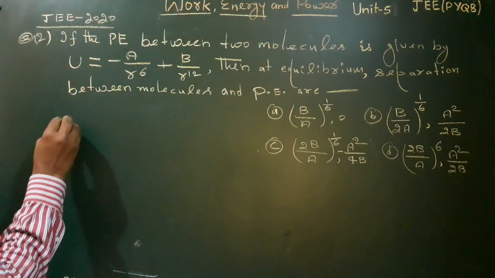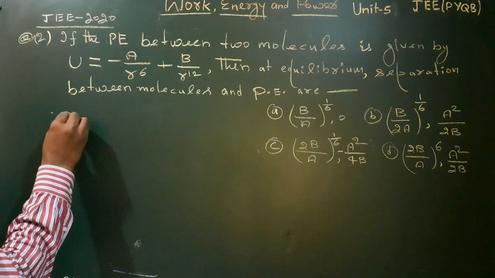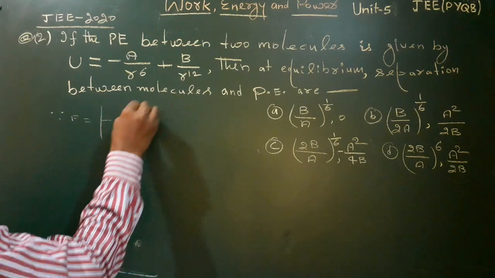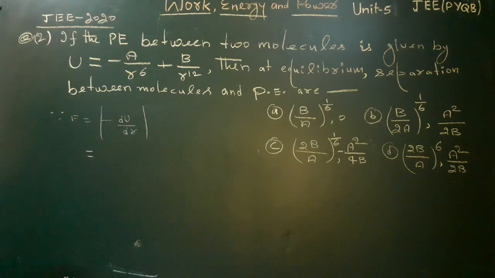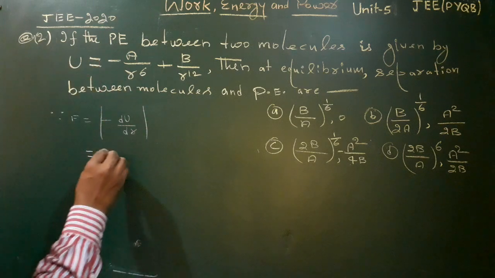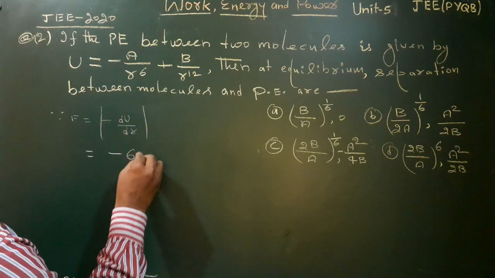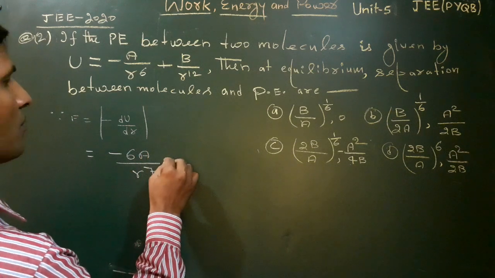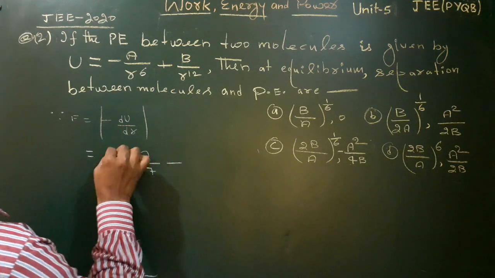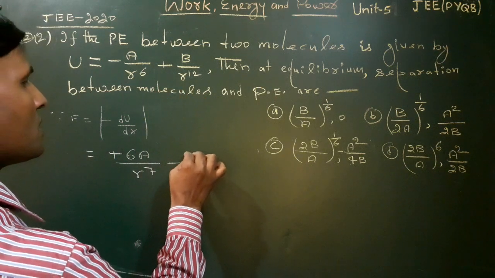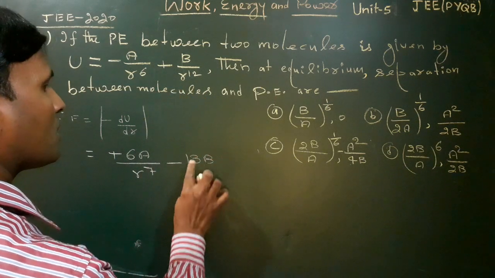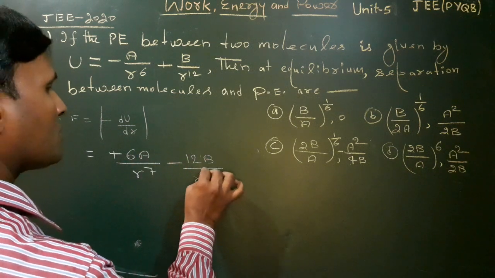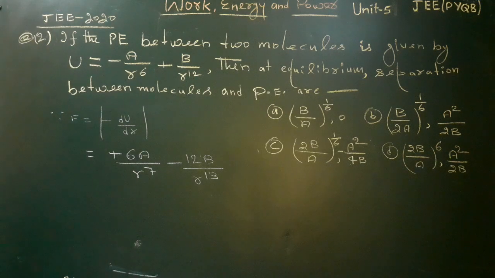Here potential energy is given, so F must be equal to minus dU upon dr, and if we talk in magnitude then you can take the modulus of that. So this one will be equal to 6A by R7 minus 12B by R13.